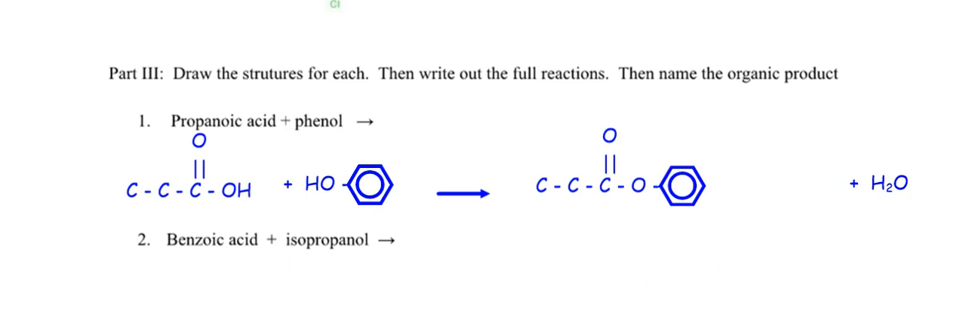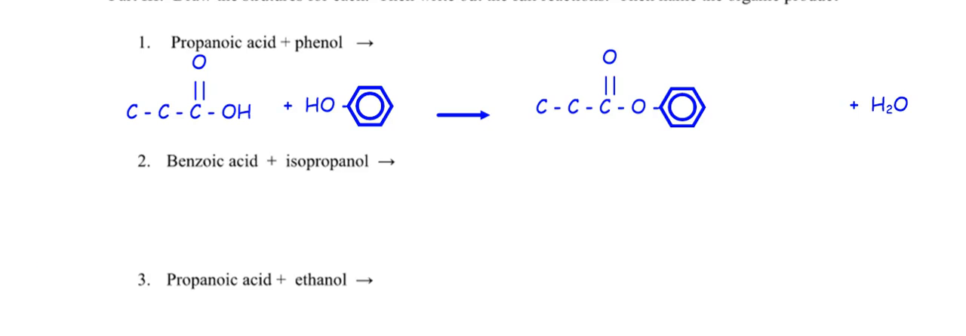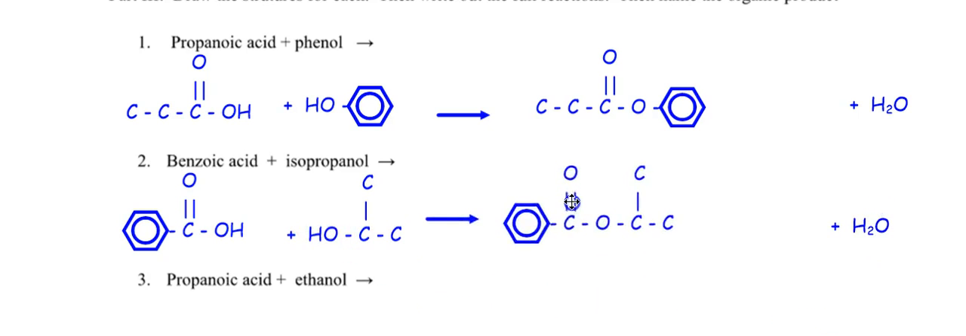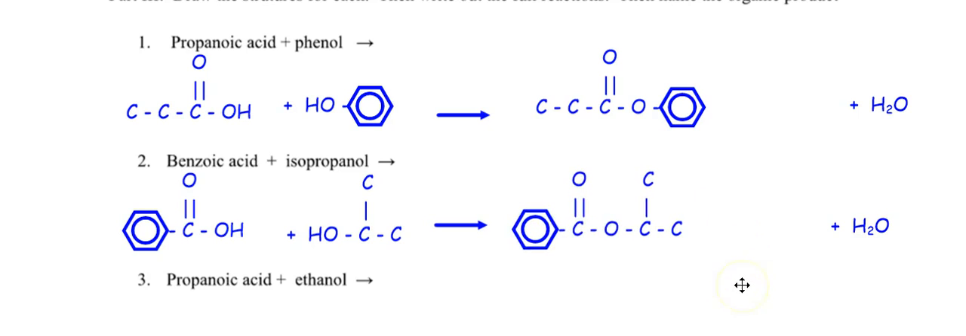All right. The next one is benzoic acid, which looks like this. And then isopropanol looks like this. So notice I have my 3 carbons, and the iso means the alcohol is off the second carbon. So again, the H from the benzoic acid and the OH from the alcohol make your water. And then here you have this. So your isopropyl benzoate will be your organic product.